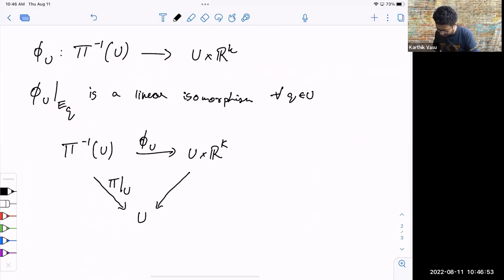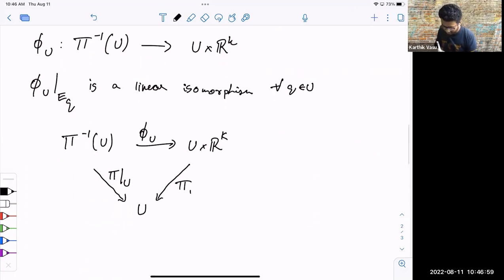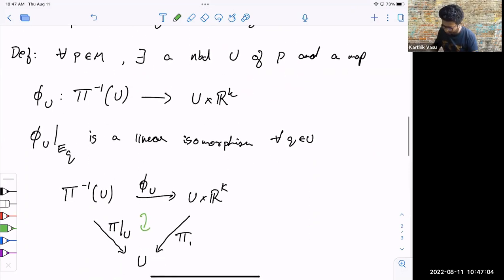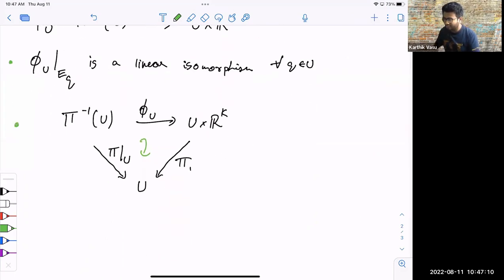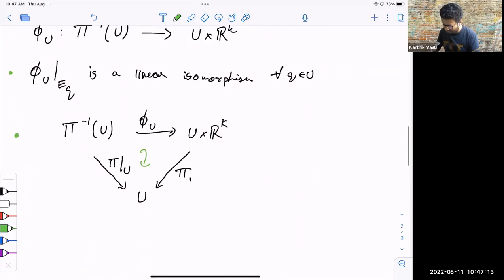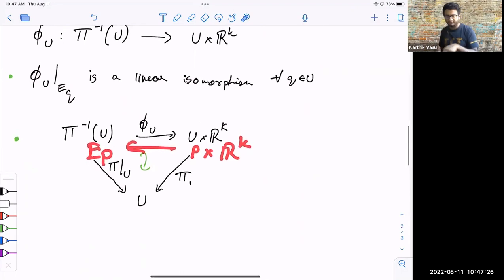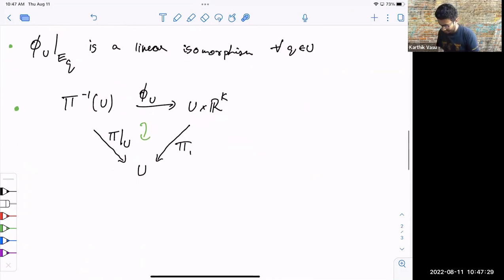And here I can always define projection just to the first coordinate, right? It's U cross something. What I also want is for this to be a commutative diagram. So I want two things. One is this, and another one is this. This is giving compatibility, saying that if you take P cross R^K here, that will be isomorphic to E_P. Basically, that's what I want, because I'm just trying to model these fibers according to this.